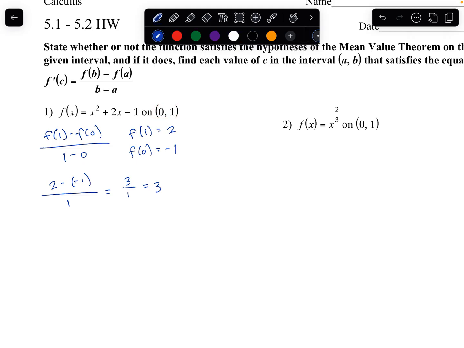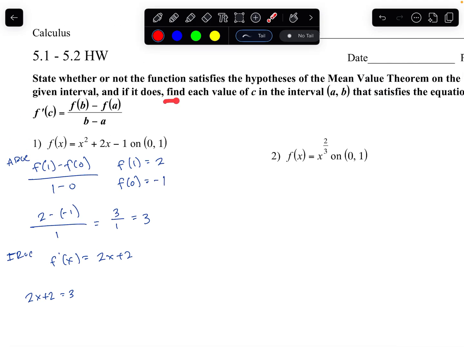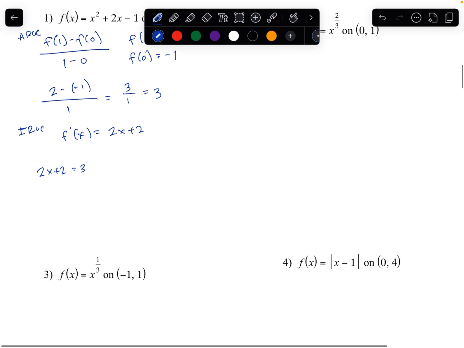And then, so this was the average rate of change. I'm going to find the instantaneous rate of change, and the instantaneous rate of change is the derivative, so f prime of x. So f prime of x is going to be equal to 2x plus 2. And for the next part, I'm going to take these rates of change and set them equal to each other and solve for x. So find each c, that's referring to whenever I solve for x, that's what I'm solving for. I'm finding those values of c.